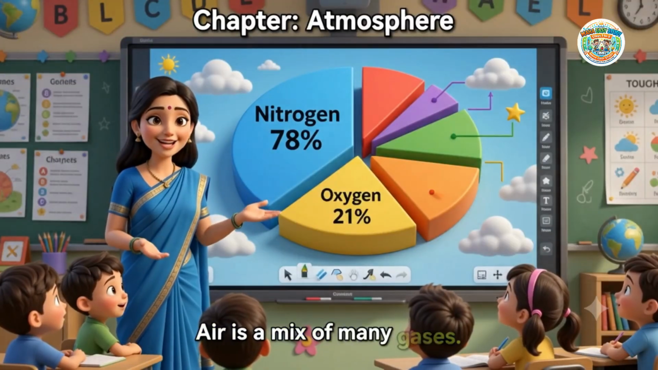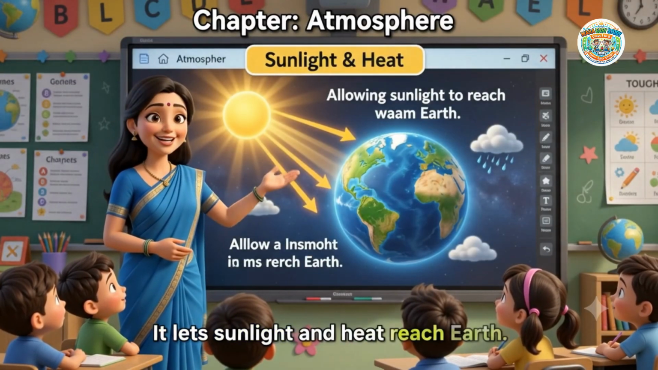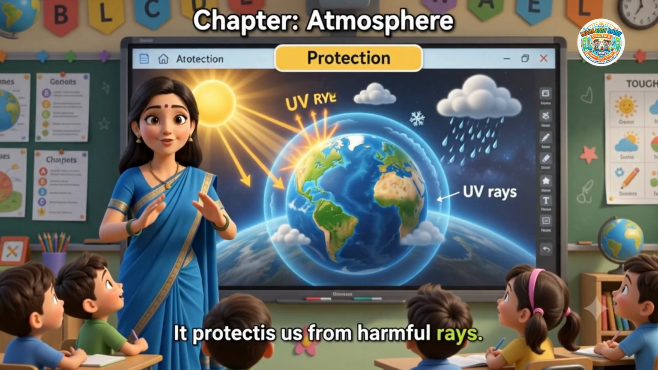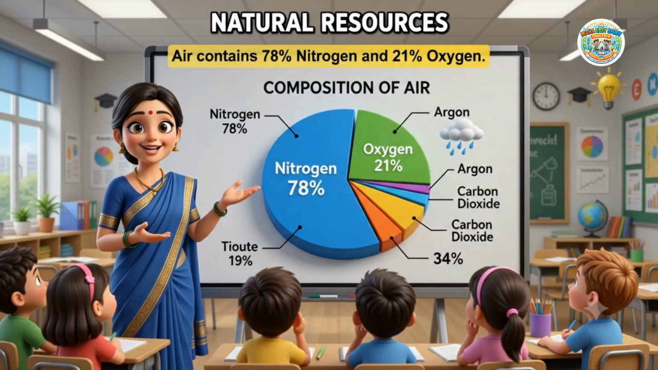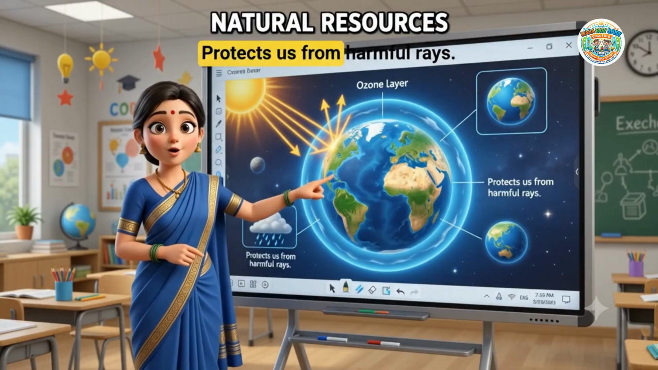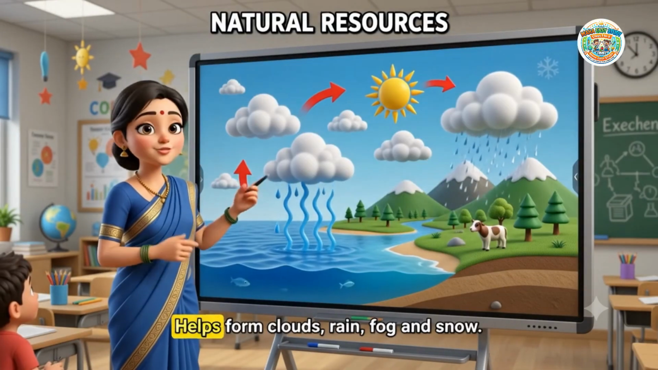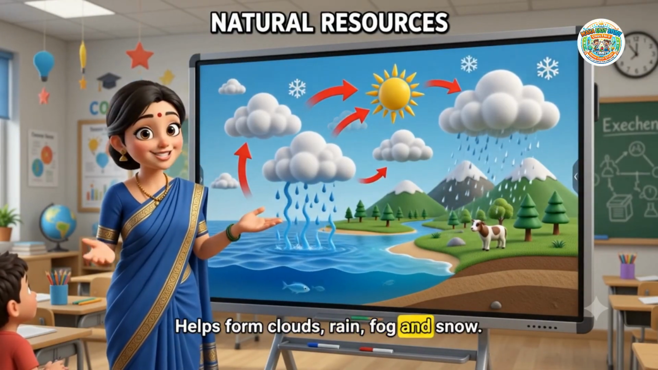Air is a mix of many gases. It lets sunlight and heat reach Earth and protects us from harmful rays. It helps form rain and snow. Air contains 78% nitrogen and 21% oxygen. It protects us from harmful rays and helps form clouds, rain, fog, and snow.